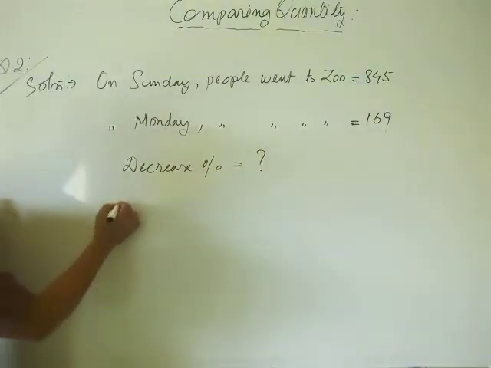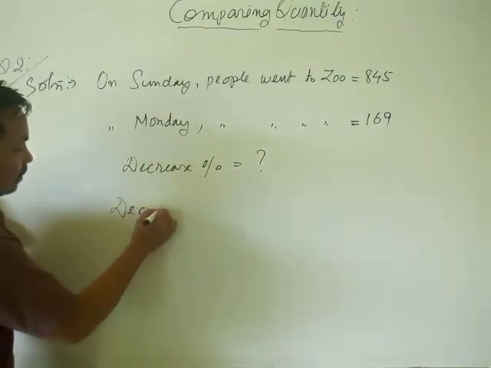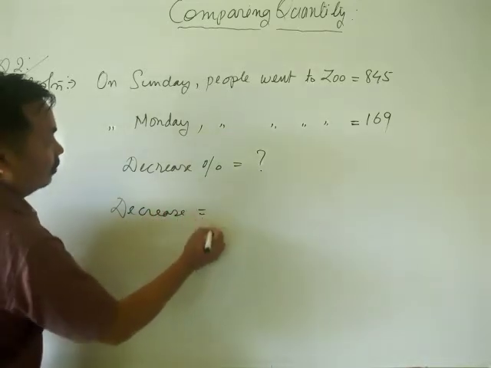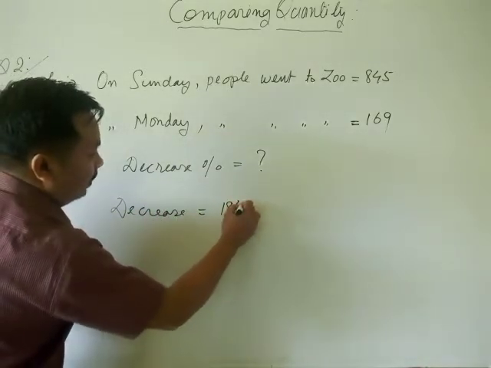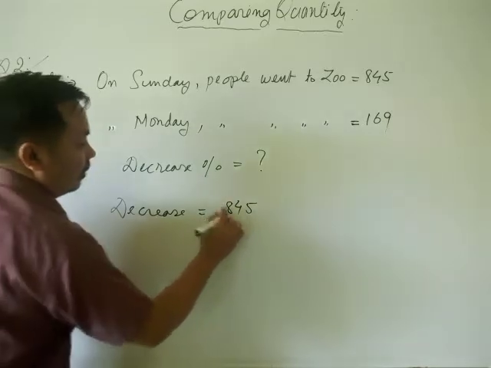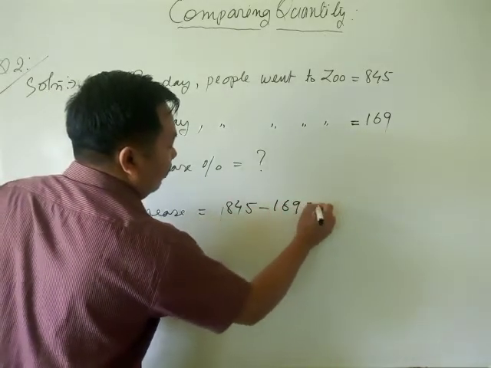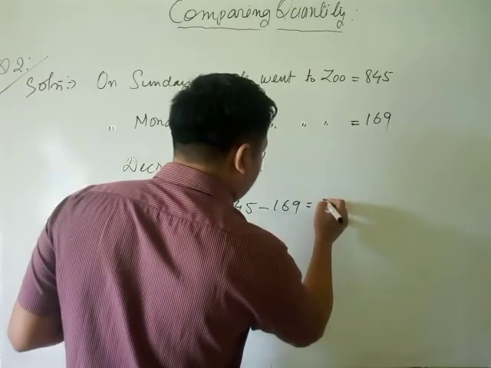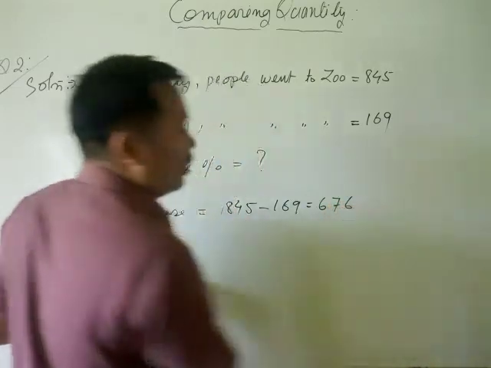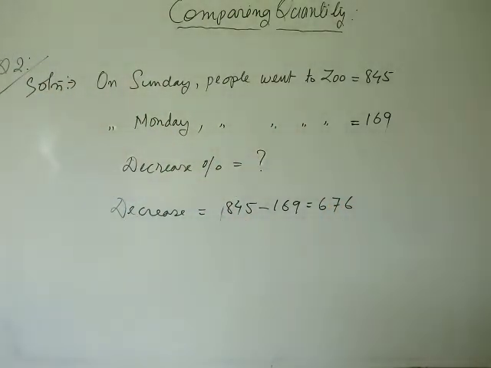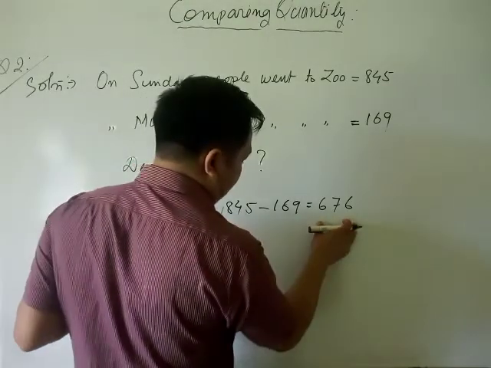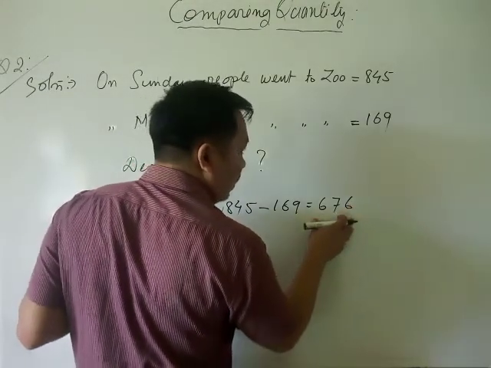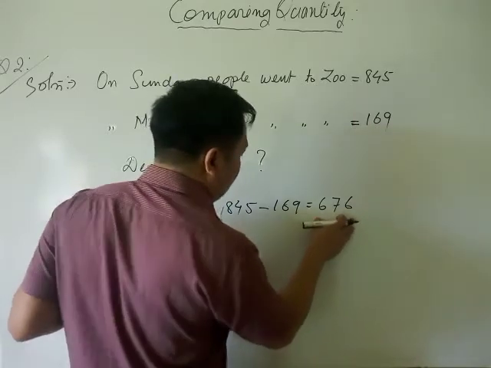So you see here, the decrease. How much? 845 minus 169. How much will that be? That is 676. So we get 676 as the decrease, the decreased value.